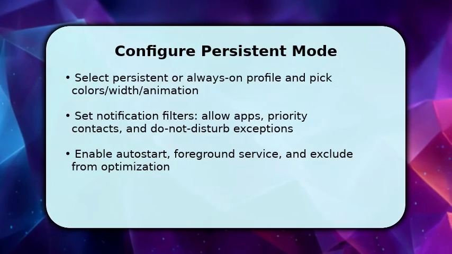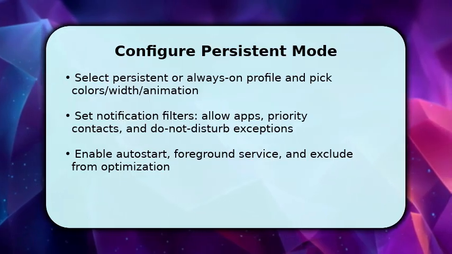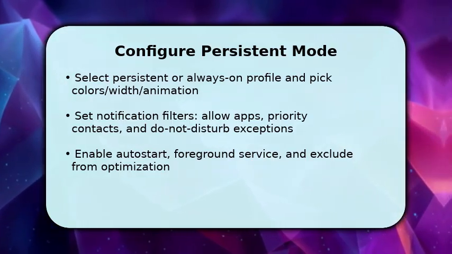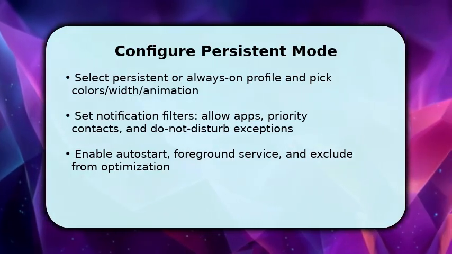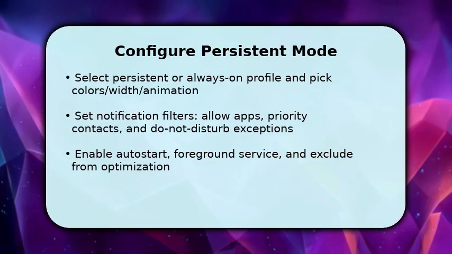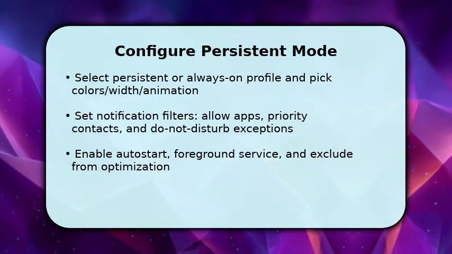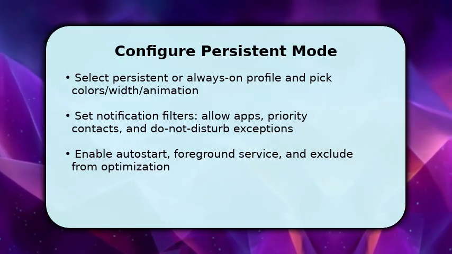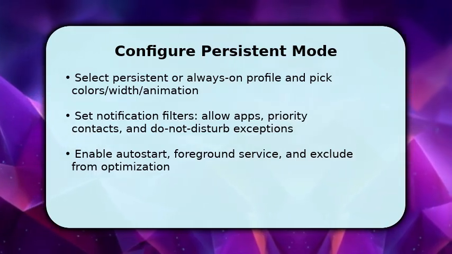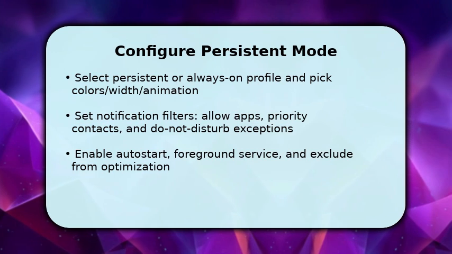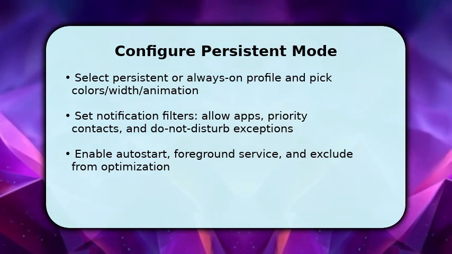You now configure the persistent profile. In the app, choose persistent or always-on mode, then pick color, width, and animation style. These settings balance visibility and power use. Next, set notification filters so only chosen apps or priority contacts trigger the edge lighting. This prevents unnecessary wake cycles. Then enable auto start and the foreground service option, and explicitly exclude the app from battery optimization or background restrictions so the system won't kill it. Make sure to save and test with a sample notification.